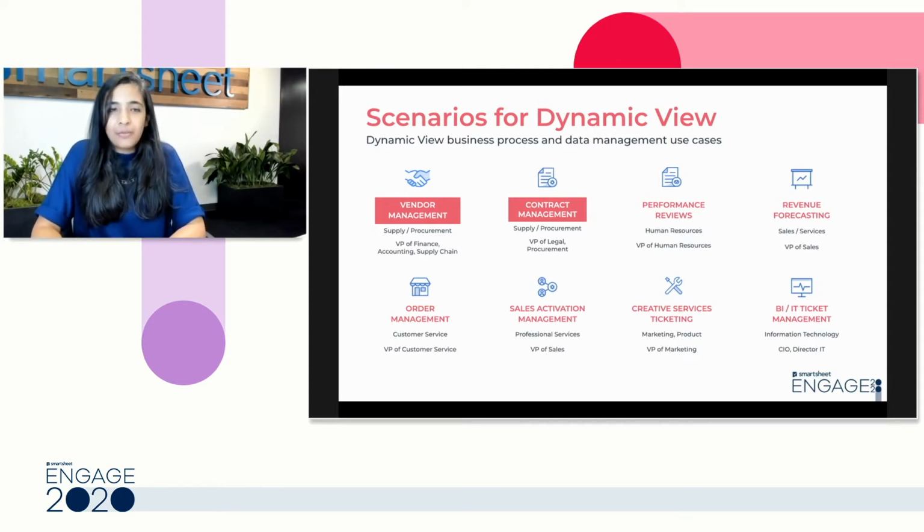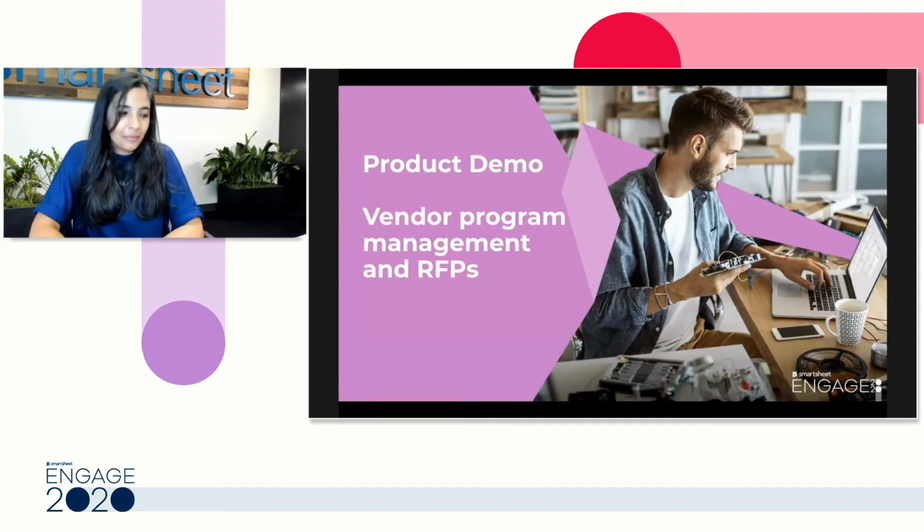Vendor and contract management is a good one. I'll actually be talking more about that once we switch into the demo section. Another example would be a performance review process where you have multiple stakeholders involved. Similarly, creative services ticketing, where you have the person submitting the ticket, somebody managing the actual work, and then the team producing the work. Each of these different stakeholders could have their own views within dynamic view. We'll look at that a little more in the demo section just coming up.